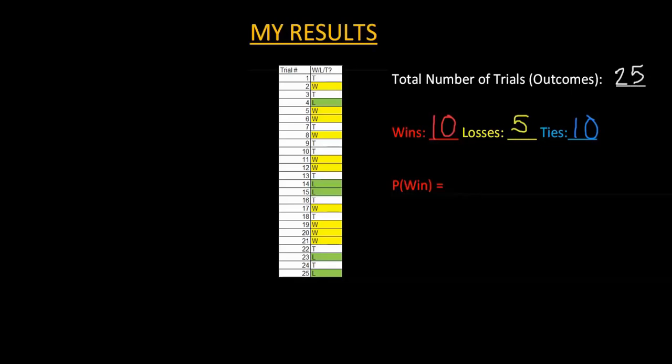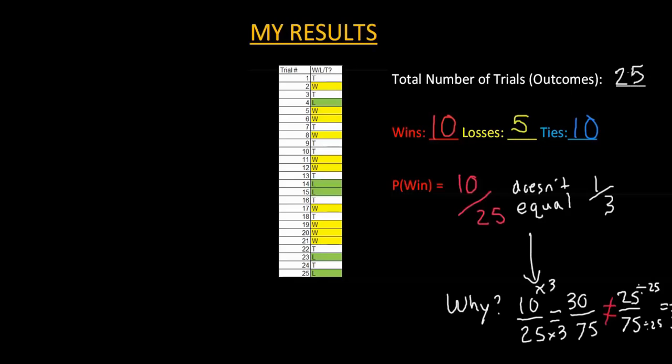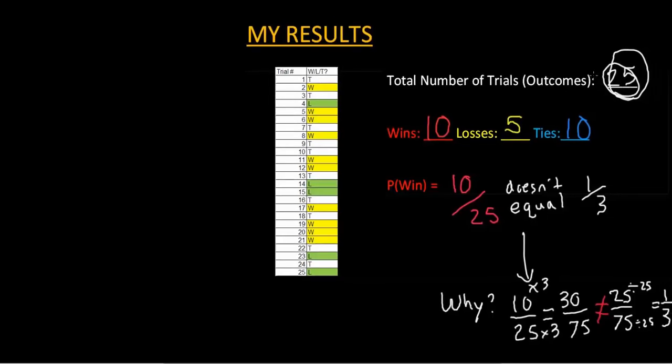But this is not equivalent to the probability that we calculated theoretically. However, this discrepancy is expected with a small number of trials. I will show you in the next video how running, for example, 2,000 trials will result in a closer match.